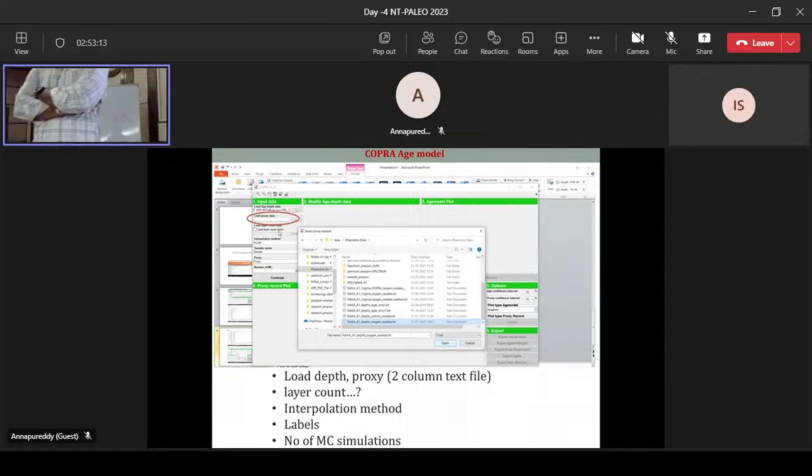And we accept all types of data, either biomarker or just geochemical data. You just need depth versus your proxy. That's it. Is a calibration curve available with COPRA? No. For 14C dating there are calibration curves like INTCAL, but COPRA has no calibration curve. Then that means you need to calibrate the dates and put the values here.